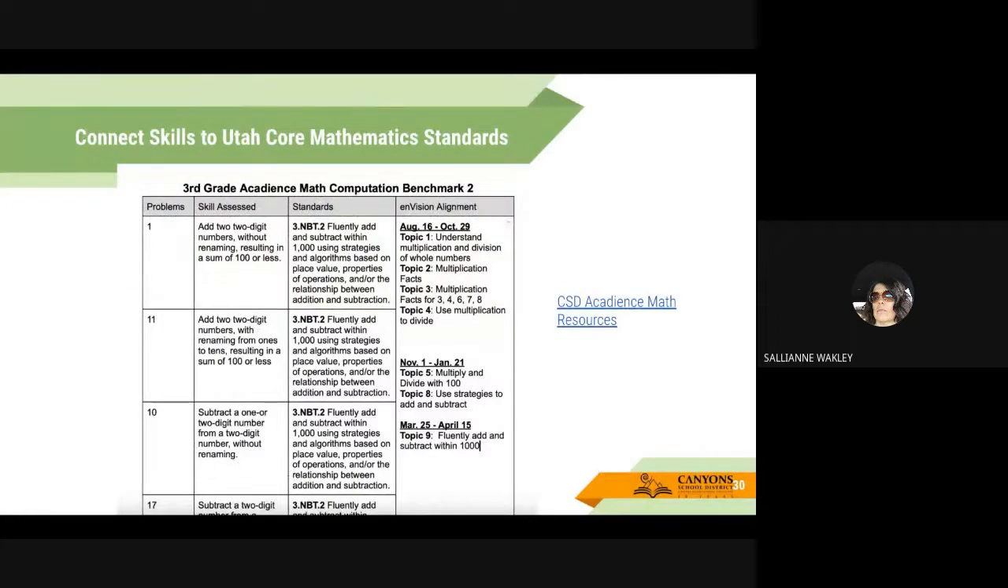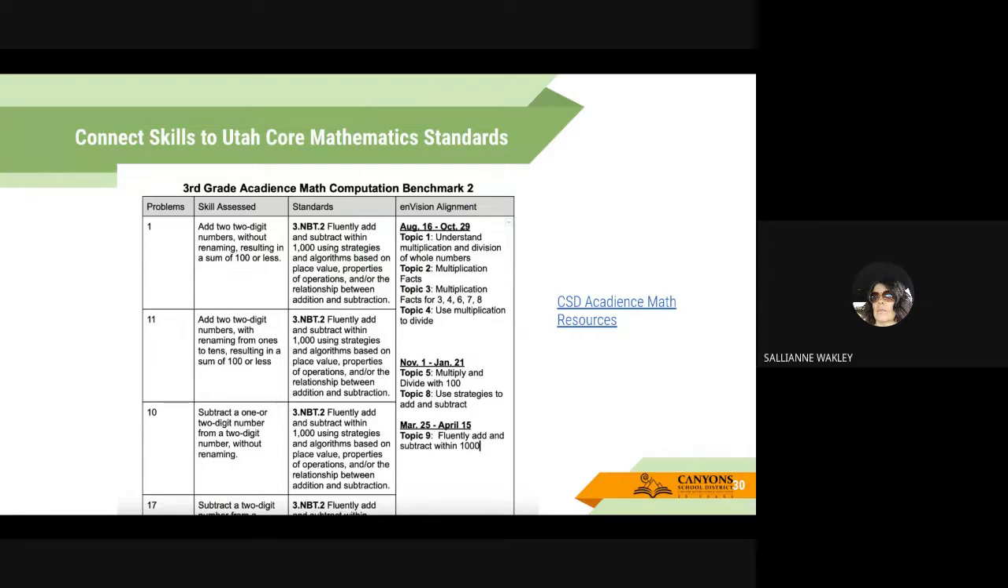We've also created, because every problem is connected to a skill and standard, our math team here in Acadience in the instructional supports department created documents to help support you. Each document, this one is specifically for benchmark 2, shows the problem, what skill is being assessed, and what standard it's linked to. You will find those linked there, and we have them for all grade levels.